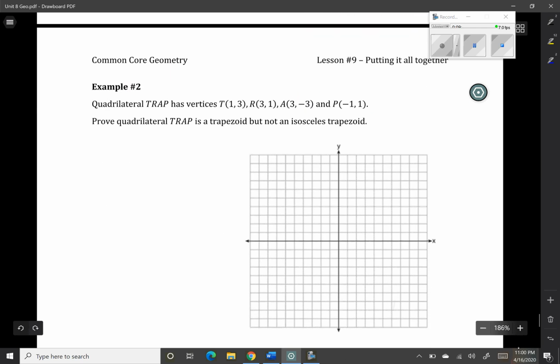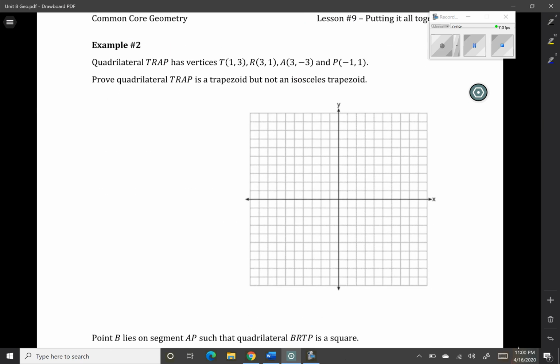Number two asks us to prove that this is a trapezoid, but not an isosceles trapezoid. So again, to prove something's a trapezoid, we're just proving that one set of sides are parallel, so we need slope for that. To prove it's not isosceles, I have to show that the two non-parallel sides are not the same length, so we would need distances for that. So let's go ahead and start graphing. So we have the point 1, 3, 3, 1, 3, -3, and -1, 1. So I have this kind of awkward looking quadrilateral.